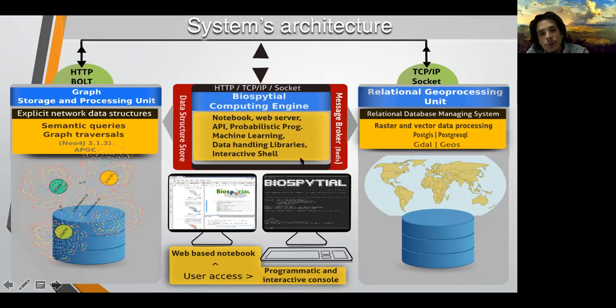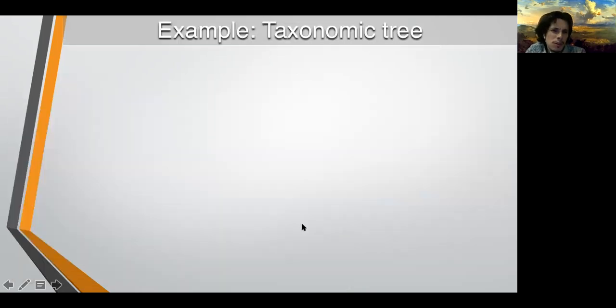The central unit is the one where we have the API and all the libraries that are implementing these data structures, the graph data structures, or the knowledge graph. We can interact with the system using Python, Jupyter notebooks, or command line tools. We're going to give an example here.